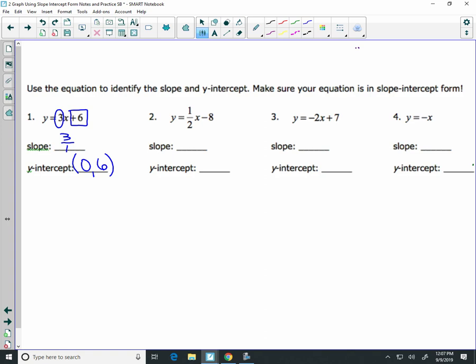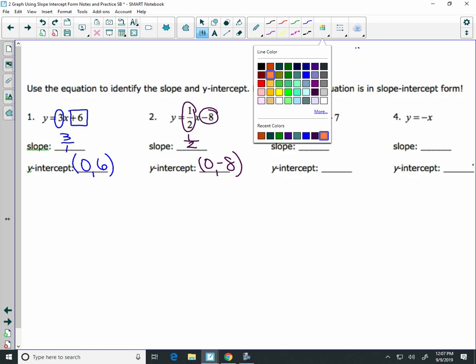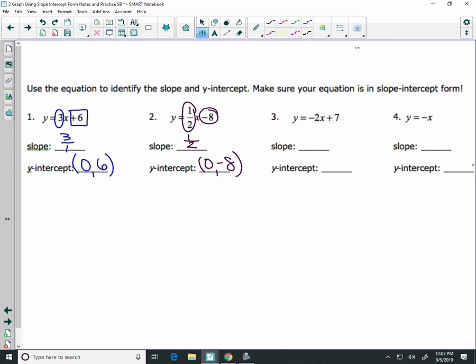Okay, so on this one, our slope is 1/2. And our y-intercept is -8. What's our slope on number 3? Yeah, -2. I'm going to write it as -2 over 1. Love it. We're going to leave that x out. And then our y-intercept, I'm going to write as 0, 7.